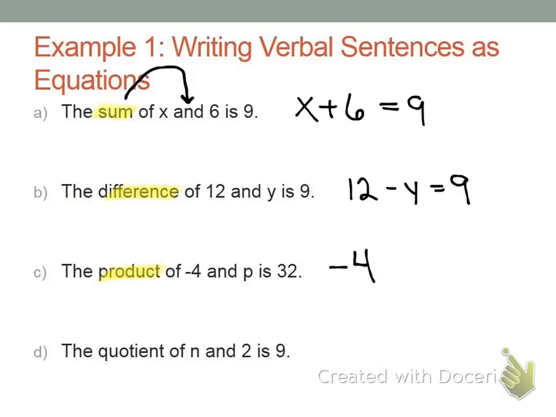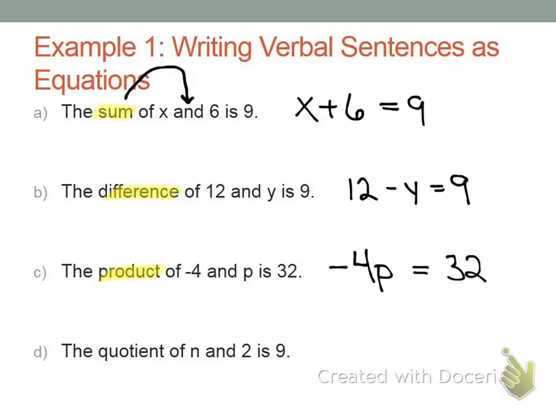Do you agree? How did I teach you to multiply a number and a variable? Do I need anything at all in the middle? No. A number and a variable right next to each other shows multiplication. If I substitute in a number for that variable, then I need parentheses. But a number and a variable together shows multiplication. So even though you see product, do not write a multiplication sign. Write the numbers together because that means multiplication. Don't write a dot, don't write an X, don't use parentheses. Just write them together. So the product of negative 4 and p is 32.